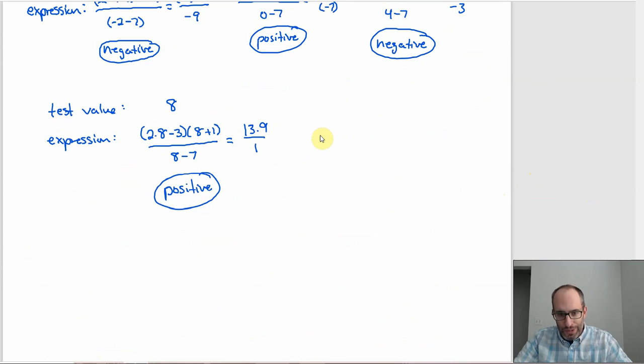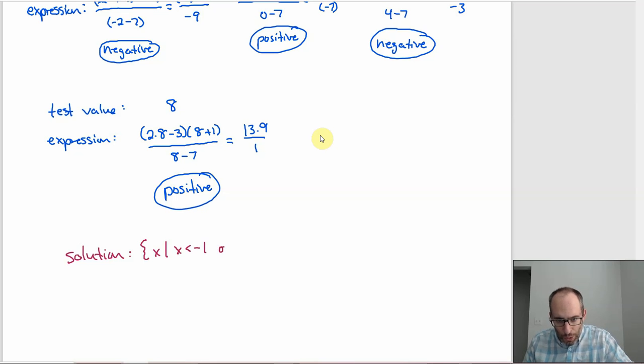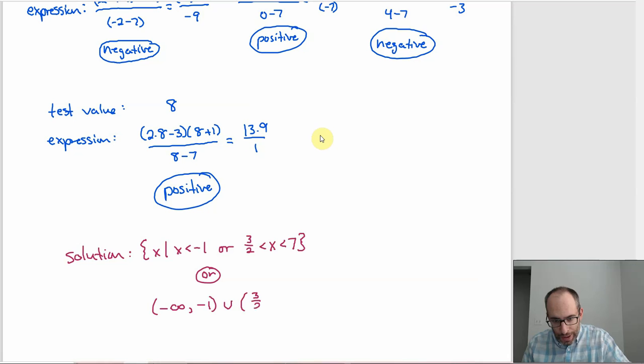All right, so then our solution, that's going to be the set of all x such that x would be less than negative 1, or 3 halves would be less than x would be less than 7. So you could write it that way. Or if you want it written as an interval, you have to write it as a union because there will be 2 separate intervals. It would be negative infinity to negative 1 union 3 halves to 7, like that.